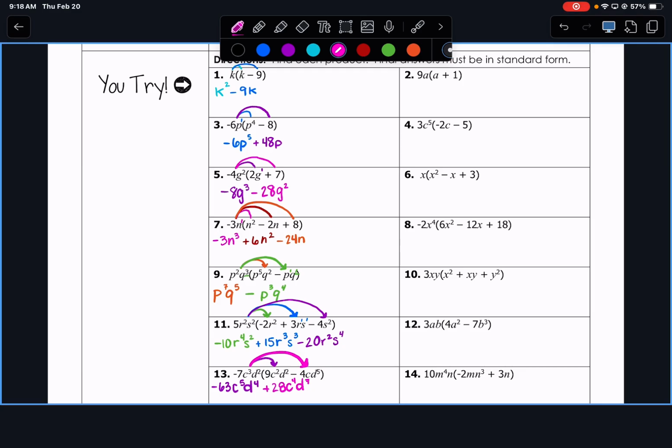Is the first one 9a squared plus 9a? Oh, I did it right. You did it wrong. Everyone did 9a squared plus 10, so you just got 9a. How many more of those?